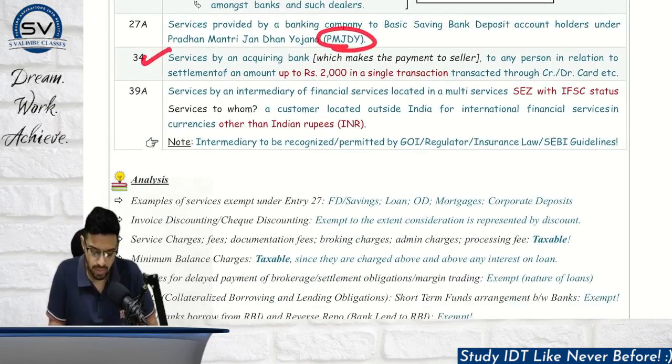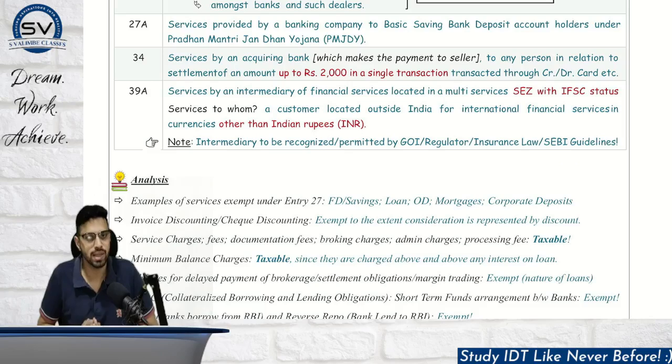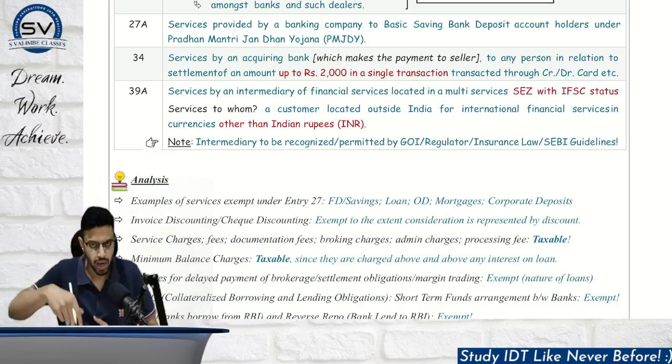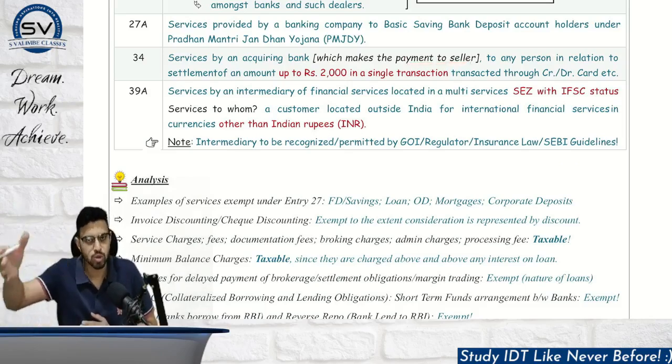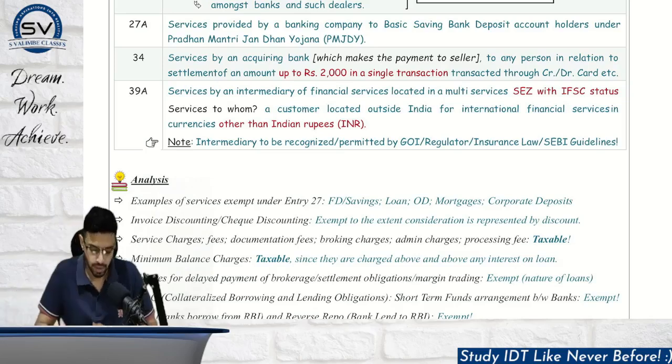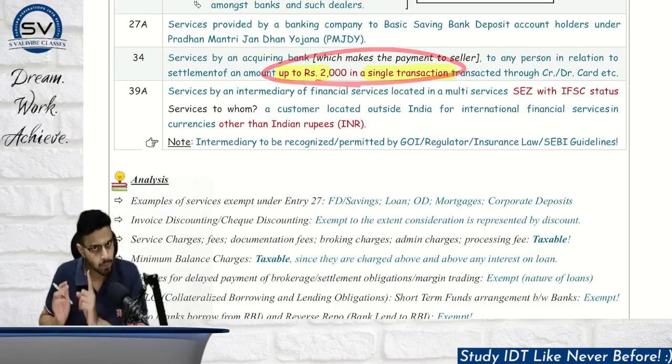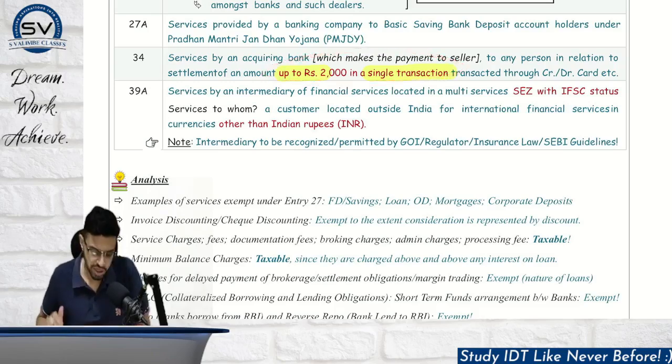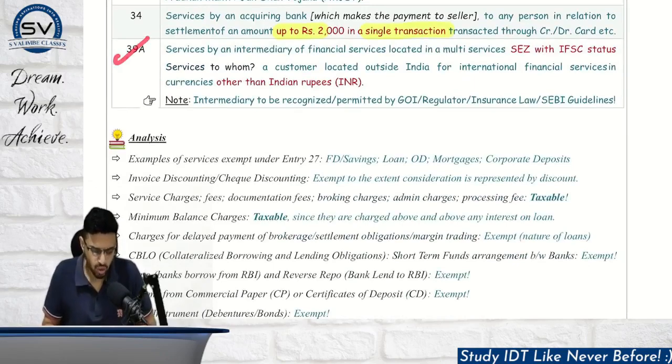Services by an acquiring bank to a person with respect to settlement of amount up to rupees 2000 in a single transaction. This is related to the transaction in card. So when you swipe the card, basically there is an acquiring bank which is making the payment to the seller. So here also no GST, provided there is a limit up to 2000 in single transaction. Card can be anything, debit card, credit card, basically the transaction which happens, settlement happens. The only point you need to note is the limit. Up to 2000 single transaction, no GST. This is okay, very okayish point.